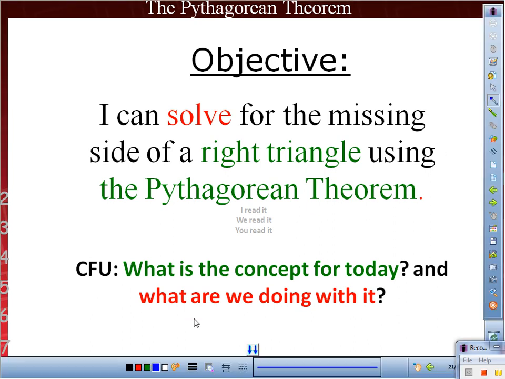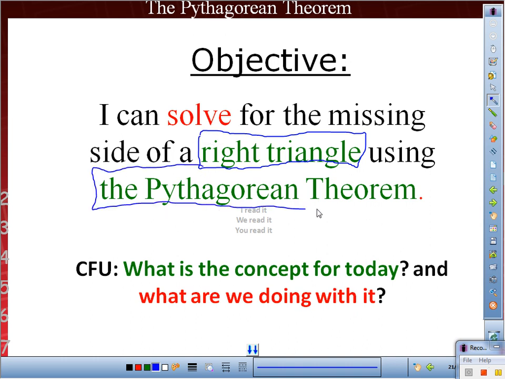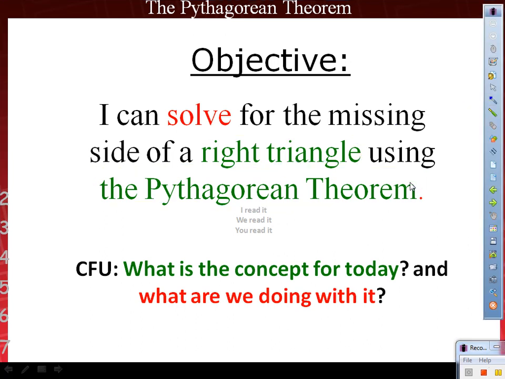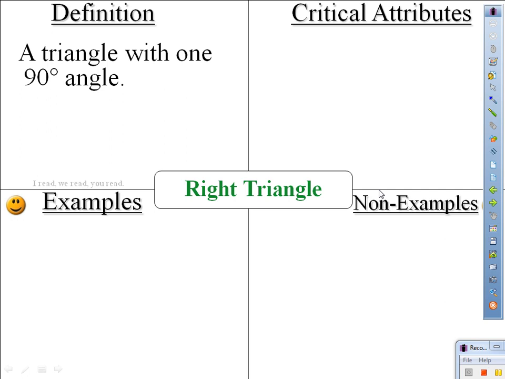All right, so since the screen's still messing up over here on the projector, the concepts for today are right triangle and the Pythagorean Theorem. For your Frayer model, you're going to write right triangle, and then I'm going to elaborate in regards to the Pythagorean Theorem. What is a right triangle? A triangle with one 90-degree angle.